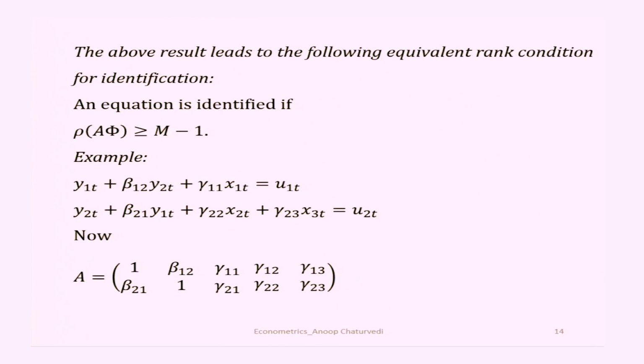Now, if we make use of this result, then this result leads to the following equivalent rank condition for identification. So, an equation is identified if rank of A phi is greater than or equal to m minus 1.